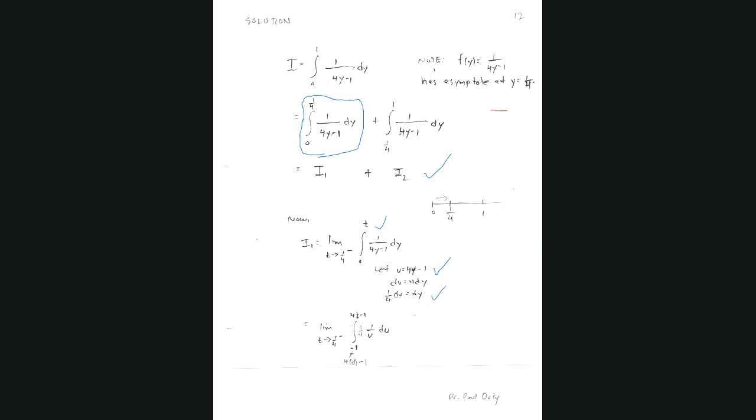And then under the substitution, your I1 integral will be the limit as t approaches a fourth from the left of, that is a 1/4 there by the way, 1/4 times 1/u du. And of course, the limits change. Now we have new u limits.